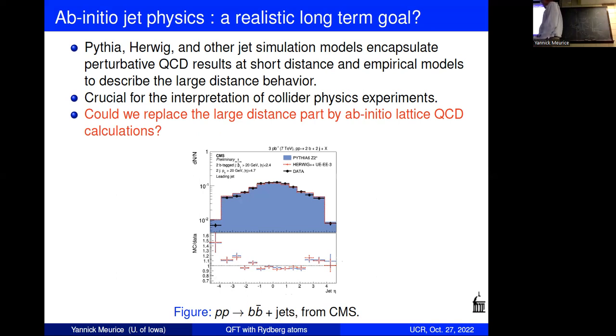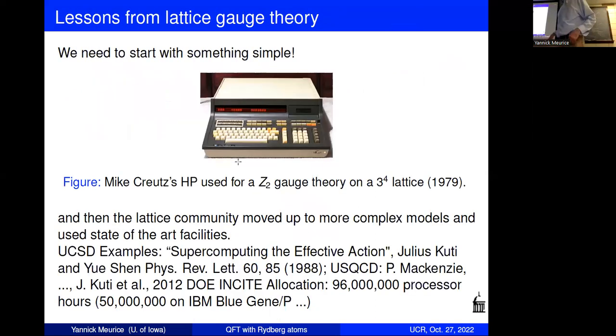But the long-term plan would be to replace these empirical models by something that sets up a Hilbert space with partons and evolves them according to the QCD Hamiltonian. And so that is the long-term plan.